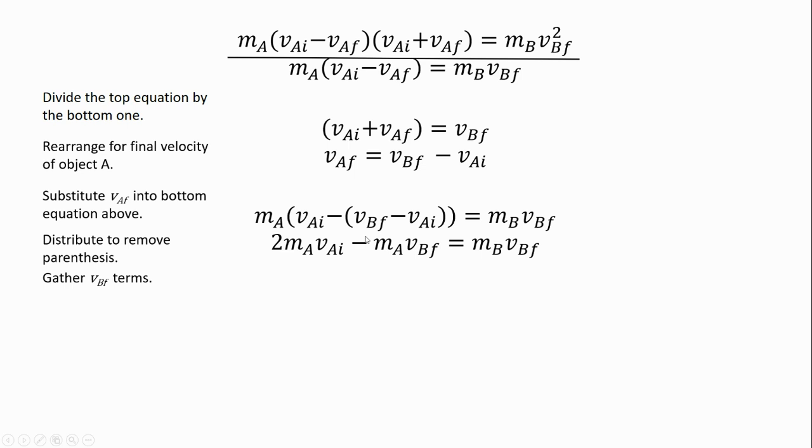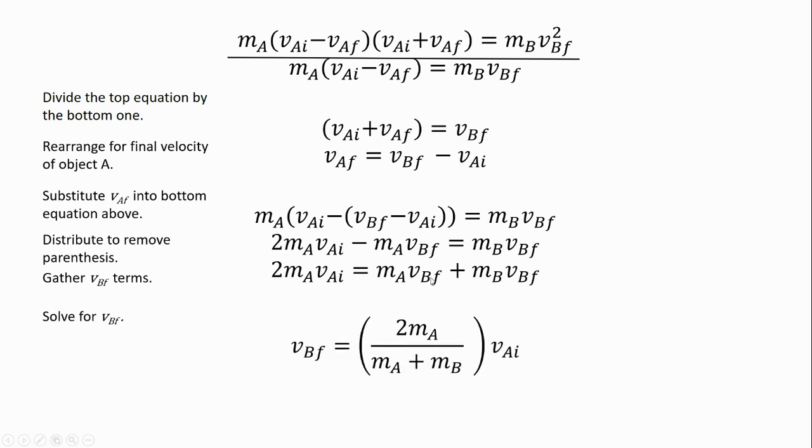Gather the VB final terms, this one and this one, over onto one side. Factor out the VB final and solve for it. So in other words, factor this to say MA plus MB all times VB final, and then divide by that. Notice it's divided here. So we have this equation, which gives us the final velocity of object B as it relates to the initial velocity of object A and their respective masses.